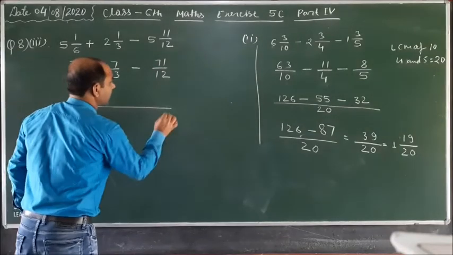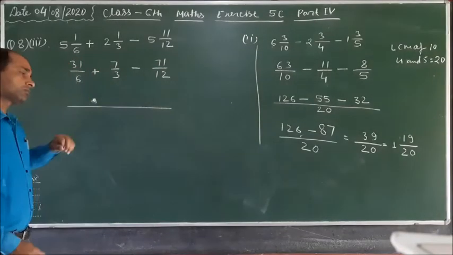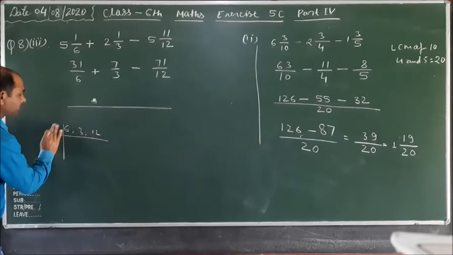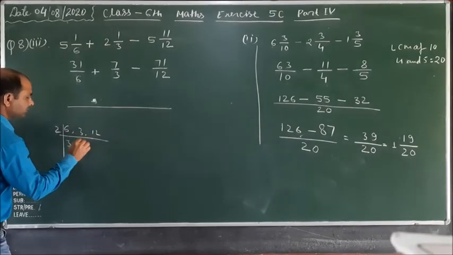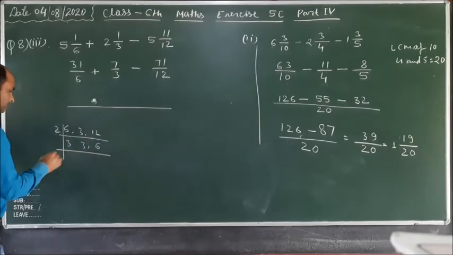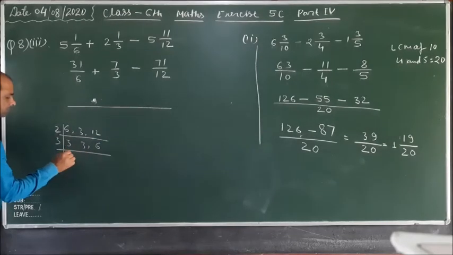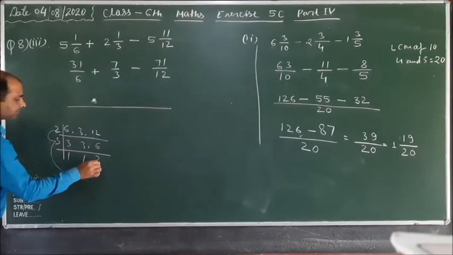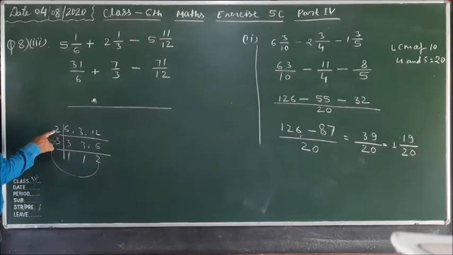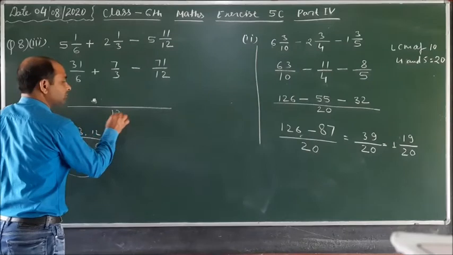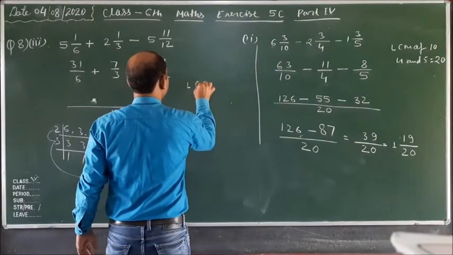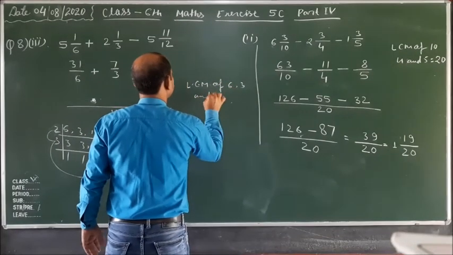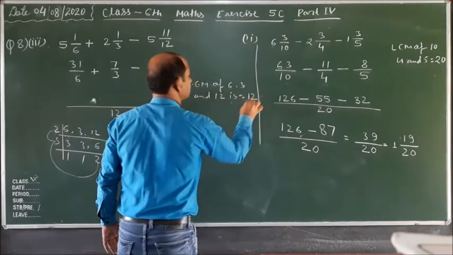Now first we take the LCM of 6, 3 and 12. Now the LCM of 6, 3 and 12, this number is divisible by 2. 2 3s are 6, 3 2s are 6, 12. 2 3s are 6. Now 3 1 is 3, 3 1 is 3, 3 2 is 6. Now the LCM is 2 multiplied by 3 multiplied by 2. So 3 2s are 6, 6 2s are 12. So we write here the LCM of 6, 3 and 12 is 12.